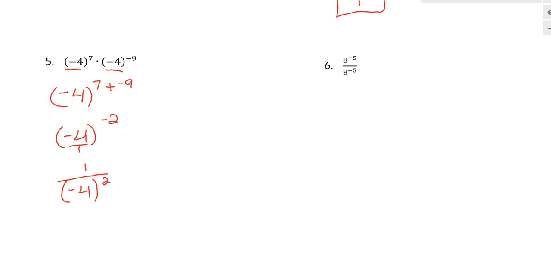Last problem, I am now using my quotient rule. Right, so again, I have my base of 8. I'm going to do negative 5 minus negative 5. Two negative signs next to each other become two positives, right? A negative times a negative is a positive. So I have 8 to the negative 5 plus 5. That's just 0, right? Those are opposites. And then anything to the 0 power is 1.